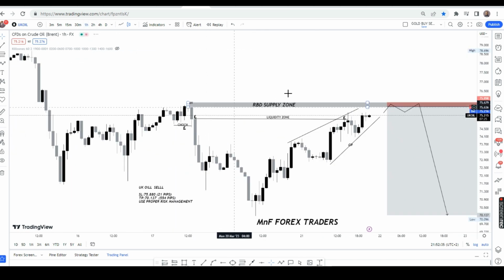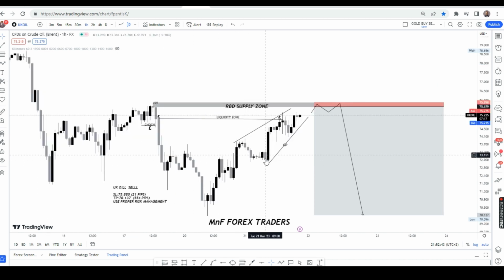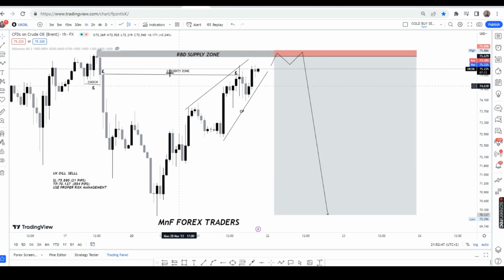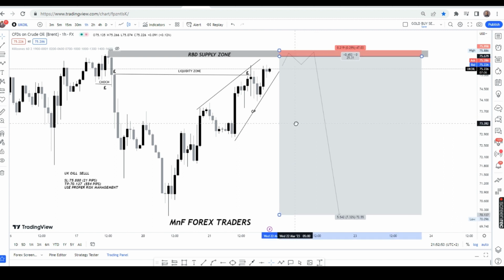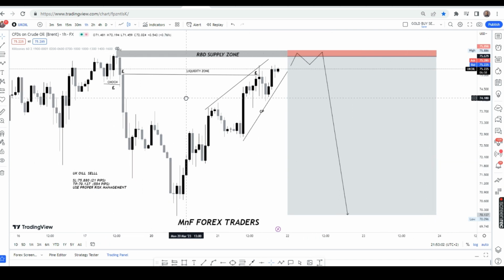So right now we have ourselves a really nice looking setup. And you know what I'm going to do? I'm going to share this with our private community, and we're going to wait for price to come to our zone. Once price comes to our zone, we'll wait for the confirmation, and then we'll be able to execute this trade. So far, it's looking amazing. However, we don't know what's going to happen. Therefore, this is not a signal. This is for educational purposes only.